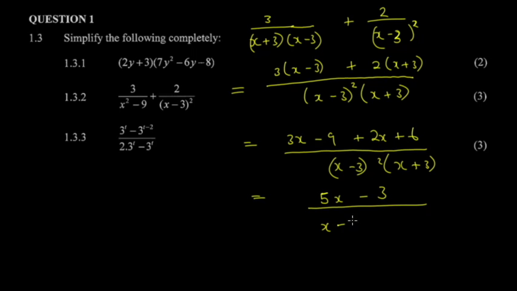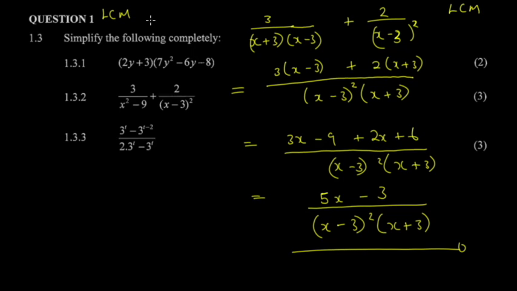So over x minus 3 squared x plus 3. Done. So this is it, you're done. For this one, what we did was we recognized difference of two squares, and then we put the common denominator here. The common denominator would be the LCM. If this confused you, you have to do LCM of algebraic functions. We applied that principle here.